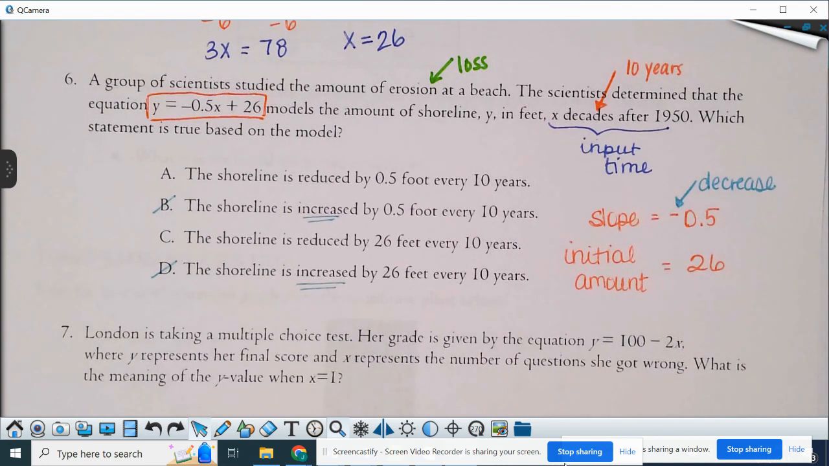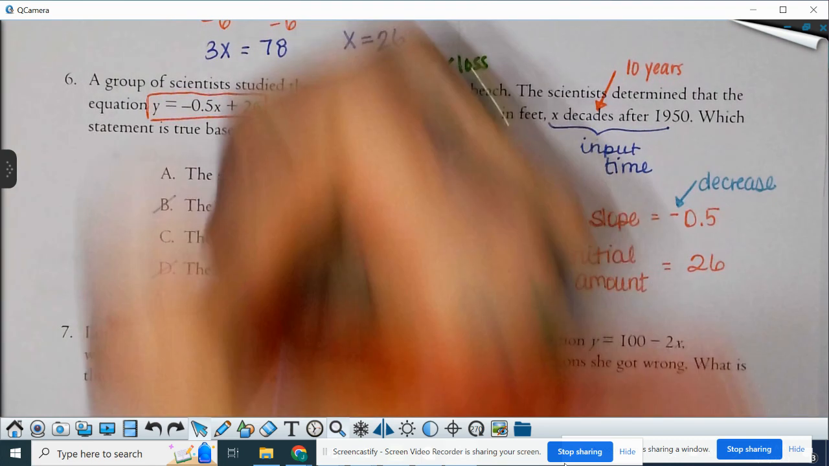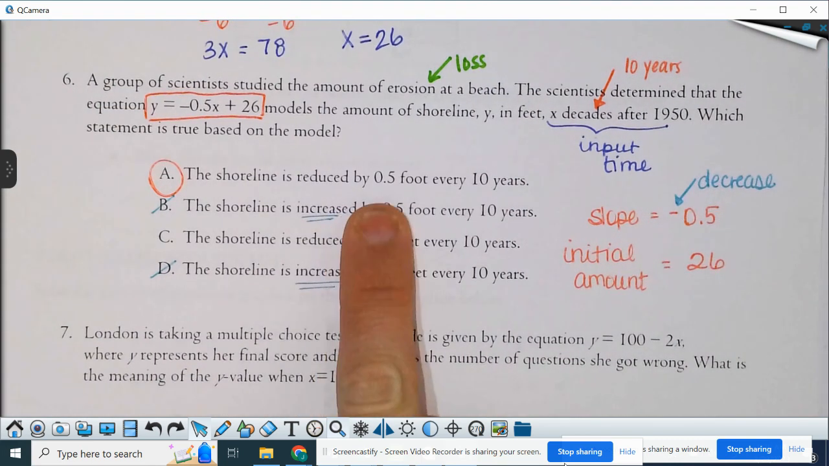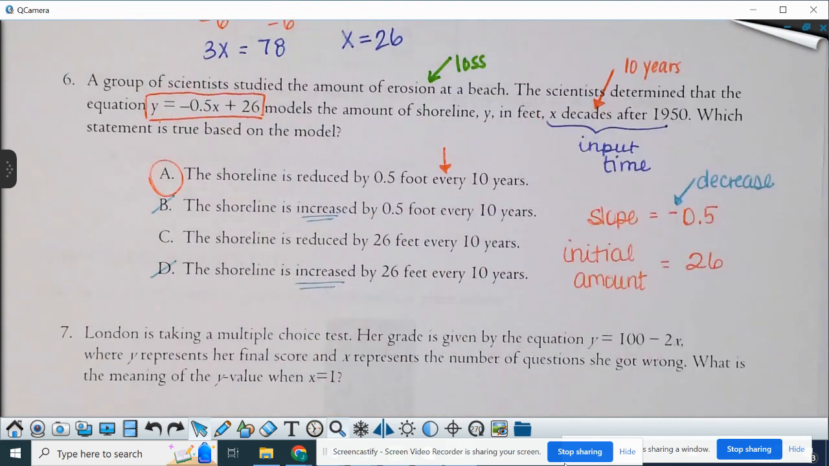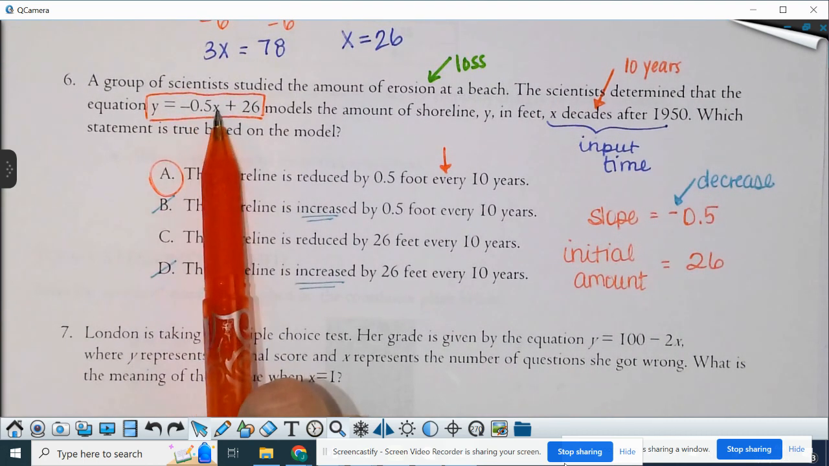So then, are we reducing 0.5 feet, or are we reducing 26 feet, if we know the initial amount is 26 and the slope is a negative 0.5? So it's our answer, yeah, good, 0.5. So our answer has to be A or C. Good, A. By 0.5 feet every 10 years. Every is the same as per, each. So every time you see an every, a per, or an each, that is going to be your slope. And hopefully we're going to memorize y equals mx plus b.